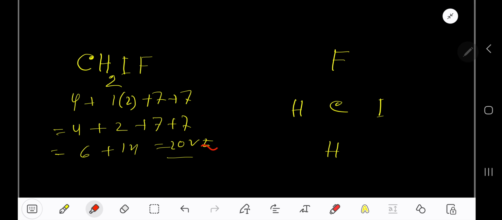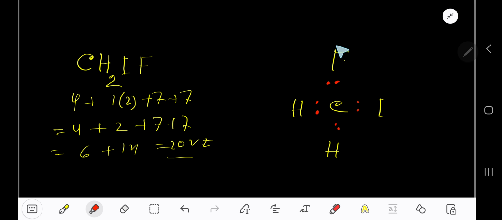These 20 valence electrons have two tasks at the same time. The first task is to connect these 5 atoms together, and the second task is to fulfill the octet and duet of the atoms. So for connecting we have used 2, 4, 6, 8. Now fulfill the octet of the outer atoms first.